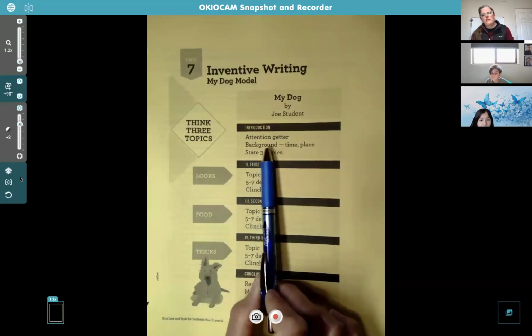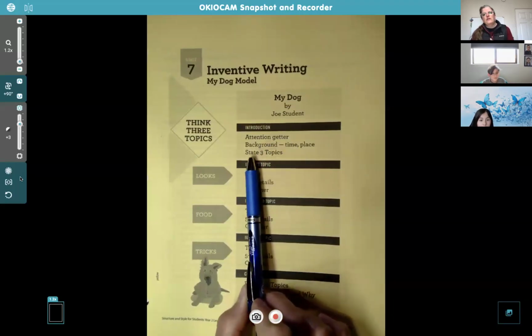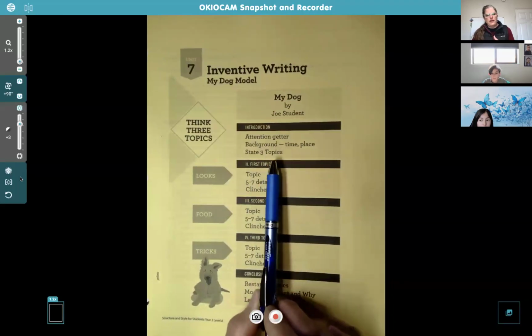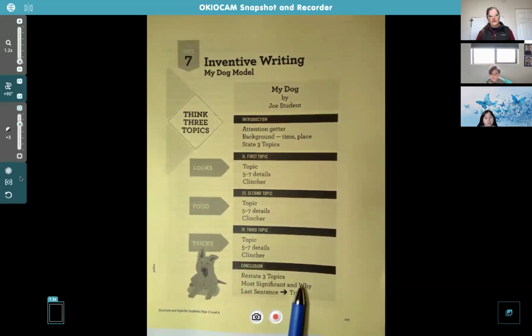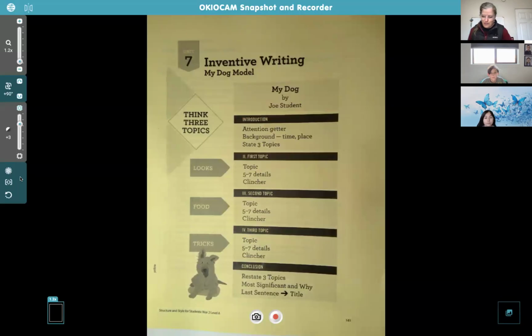So that's what's going to be in your introduction. And then you're going to have some background information. And then you're going to have your three topics. I'll explain what that is in a minute. But jump down here to the very bottom of this chart, and it says conclusion. This is your last paragraph. This is at the very, very end. This is when you restate your three topics. I'll explain that in a minute. And you talk about what's most significant or most important and why. And then your last sentence has your title. So we're going to add some stuff to your report to make it even better because it's already really good, but we're going to just bump it up to the next level here.